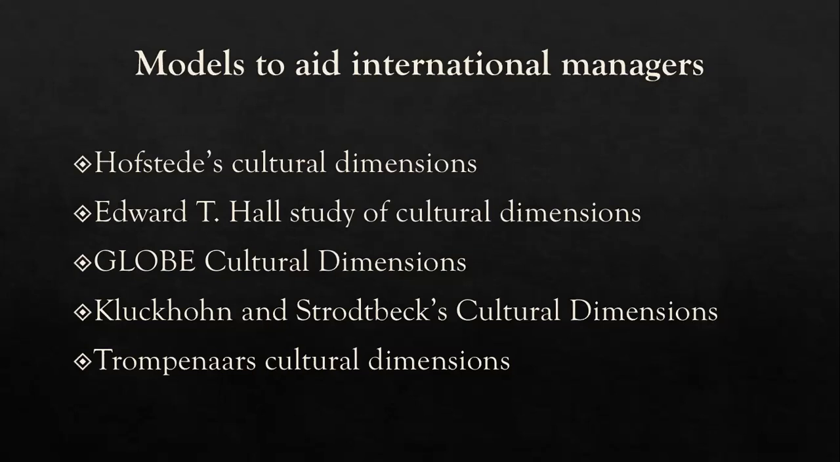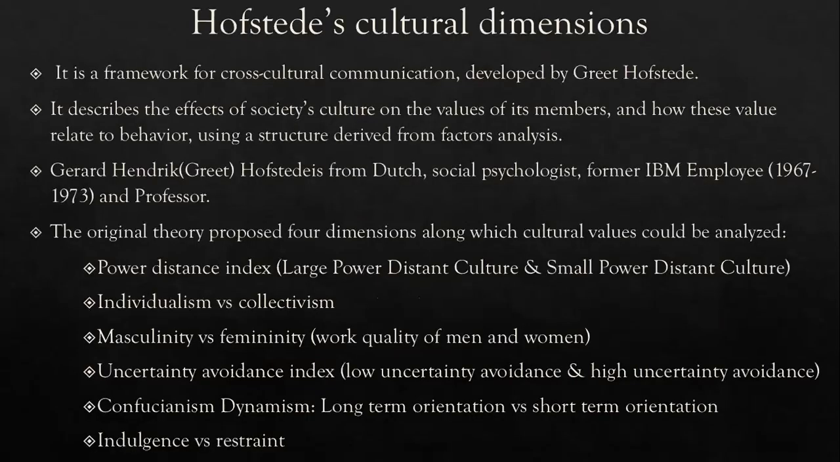The first model is Hofstede's cultural dimensions. The second is Edward T. Hall's study of cultural dimensions. The third is GLOBE cultural dimensions. The fourth model is Kluckhohn and Strodtbeck's cultural dimensions. And the last is Trompenaars' cultural dimensions. So we will be discussing each of these models one by one. Let us go for the first model, that is Hofstede's cultural dimensions.